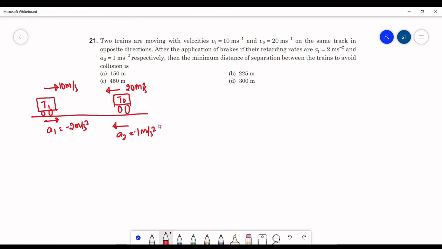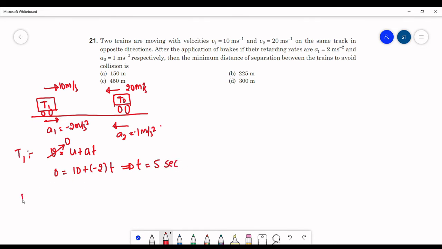First let us calculate the minimum time taken by the trains to stop. If you see about the first train, I am applying the equation v equals u plus at. Finally they are going to come to rest, so v will be equal to 0. So 0 equals initial velocity 10 plus minus 2 into t. So here the time taken by the first train to come to rest is 5 seconds.